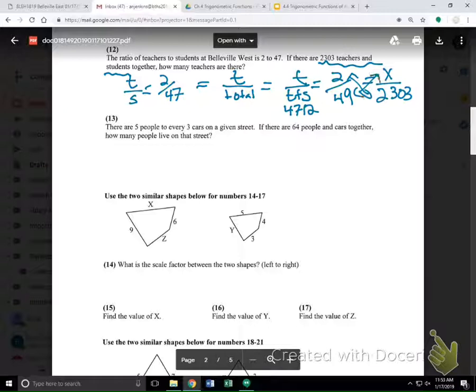We cross multiply. I end up with 49 equals 2 times 303, which is going to be 4,606. We're going to divide by 49. X equals, you got 94? Yep. 94 what? Teachers. So in that school, there's 94 teachers.